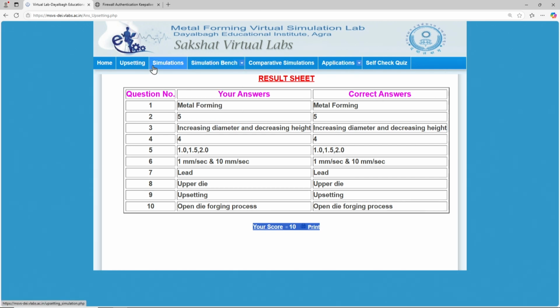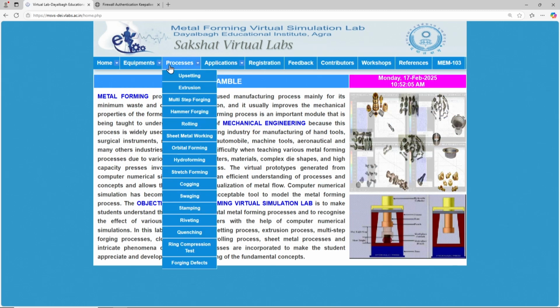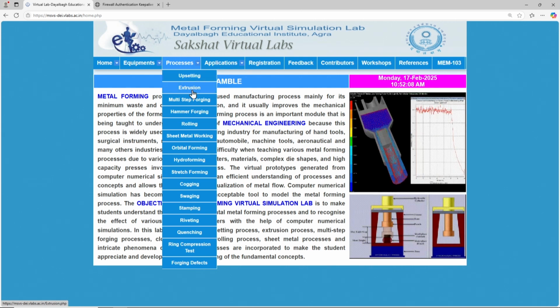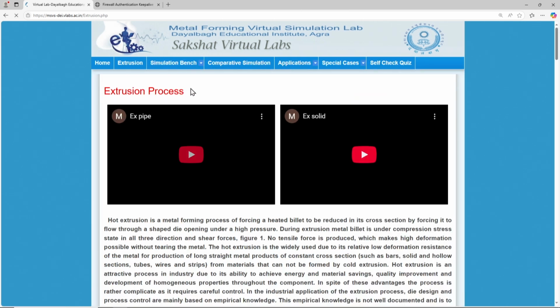Similarly, I will keep going through simulations of different processes. For that, first we have to come again to the home button. I will click the home tab, and it will come to home. So I will again select another process. For example, I will select extrusion now in processes.